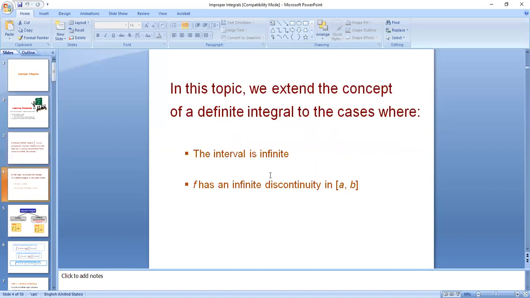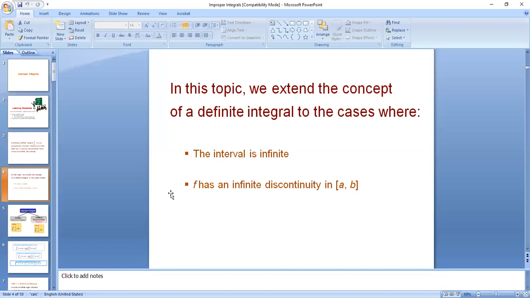So in this topic, we extend the concept of the definite integral to cases wherein the interval is not finite, like 1 to 2 or 2 to 10. Let's say 1 to infinity or 0 to infinity. Or let's say negative infinity to 25 or negative infinity to infinity. That is, the interval is infinite.